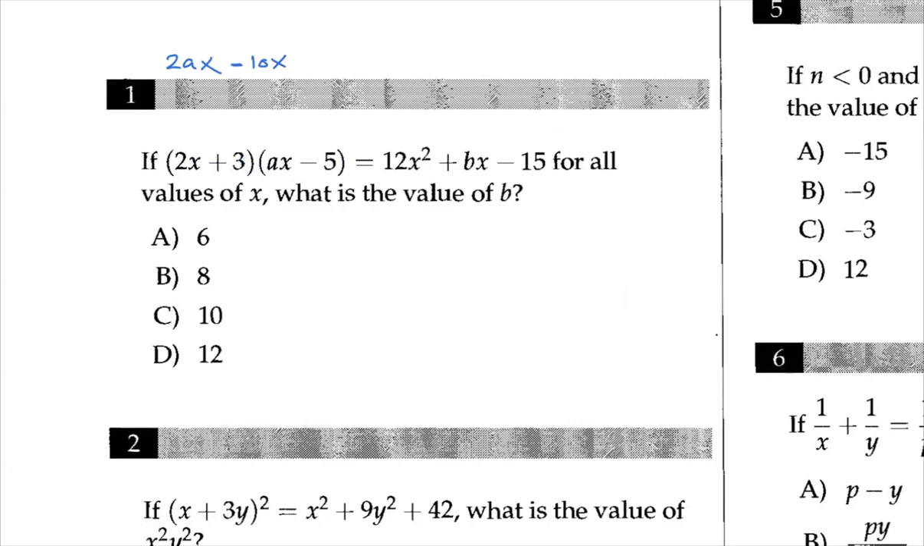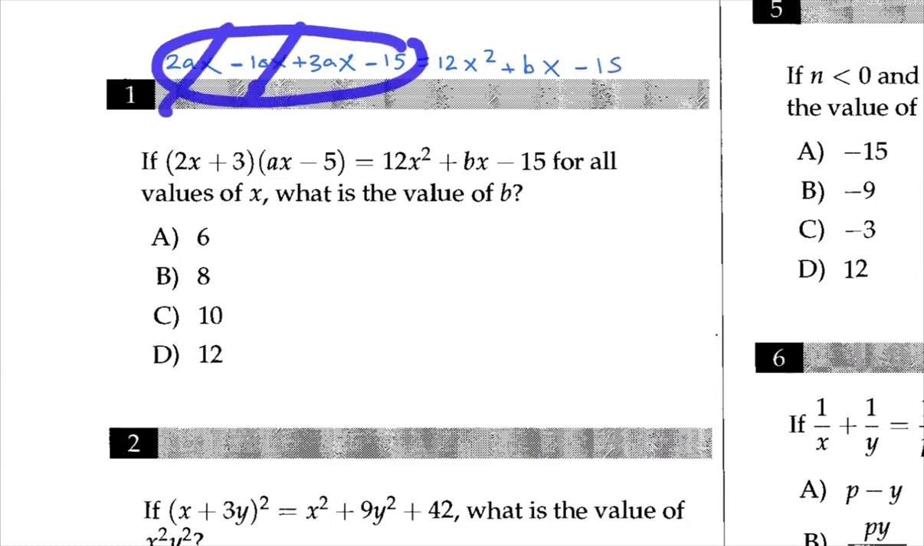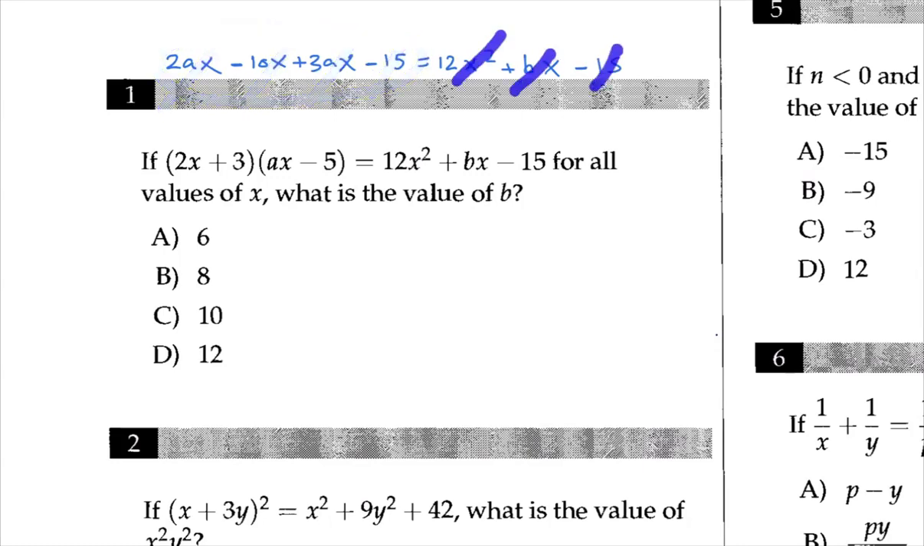Then we need to multiply 3 by ax and by negative 5, so it will be plus 3ax, and 3 times negative 5 is negative 15. On the other side, we still have 12x squared plus bx negative 15. If you look to the left side, we have 1, 2, 3, 4 terms, and on the other side, we have 1, 2, 3 terms. We need to make both of them 3 terms.